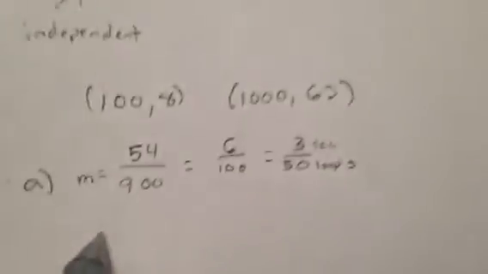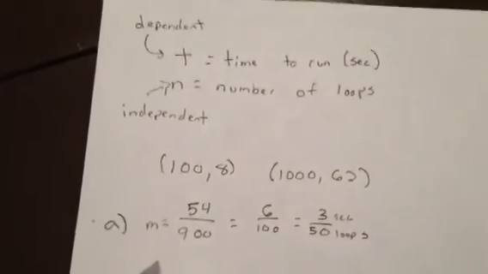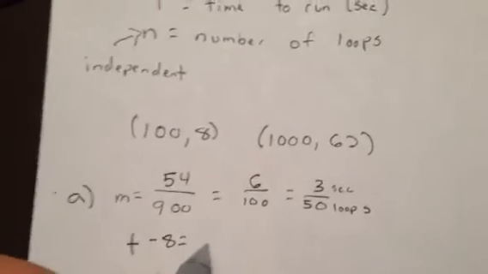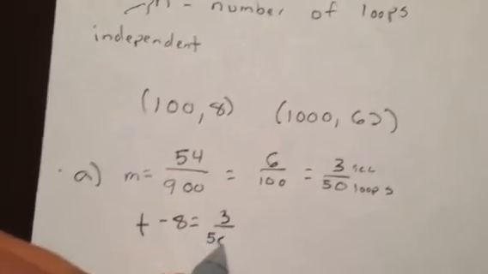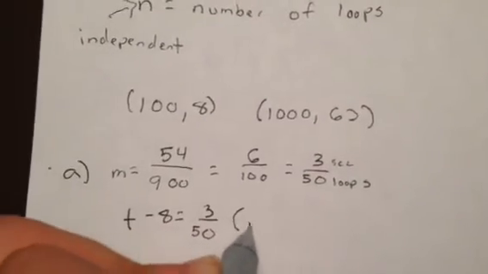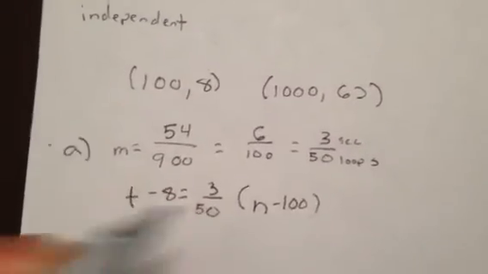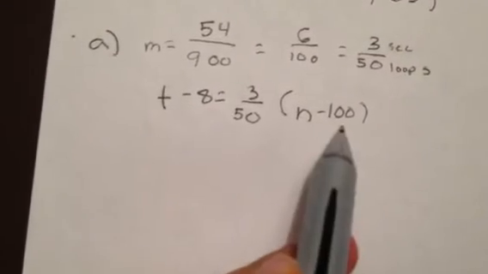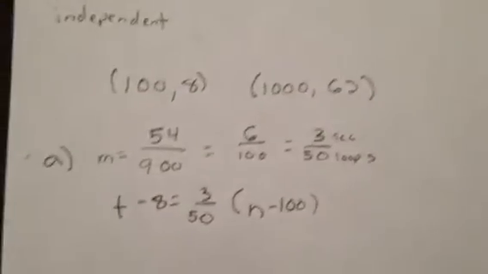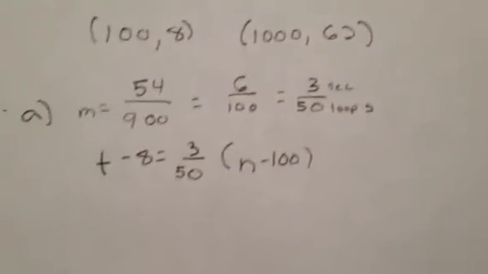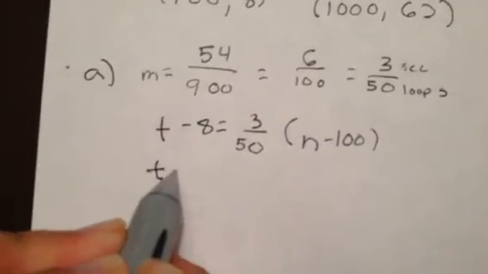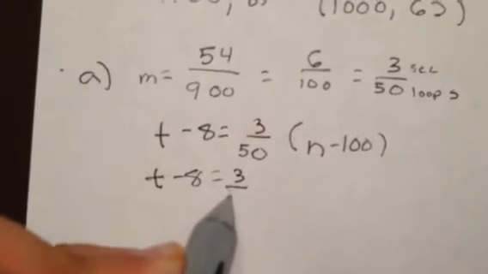Now, we can go ahead and use one of these points for point-slope form. Let's go ahead and do the dependent first. That's t minus 8 seconds equals 3/50ths times n minus 100 loops. This is our independent variable, and this is the dependent variable, which depends on this variable. This is a perfectly fine particular equation. I know a lot of us like it better when it's set up into slope-intercept form. So I'm going to do that right now.